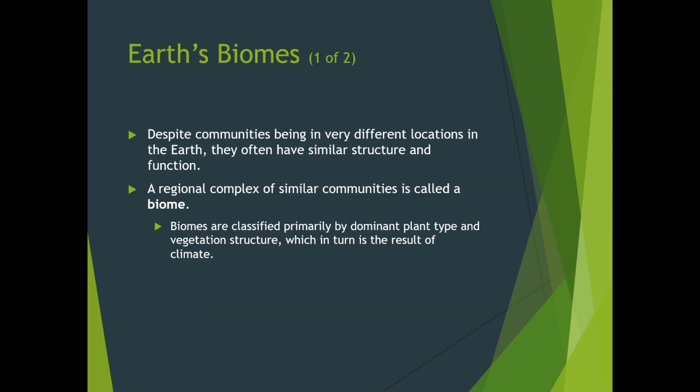Despite communities being in very different locations of the earth, they often have similar structures and functions. A regional complex of similar communities is called a biome, and biomes are classified primarily by the dominant plant and vegetation structure, which is a result of the climate. So if we know the temperature and precipitation of a certain area, we can predict what plant and vegetation structure would want to live there. Makes sense, right?